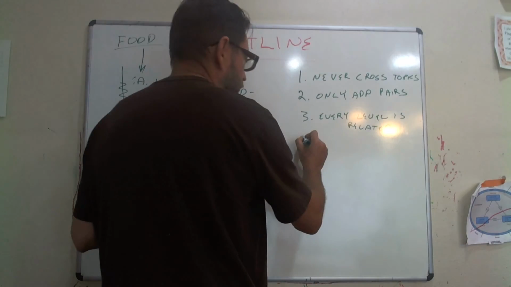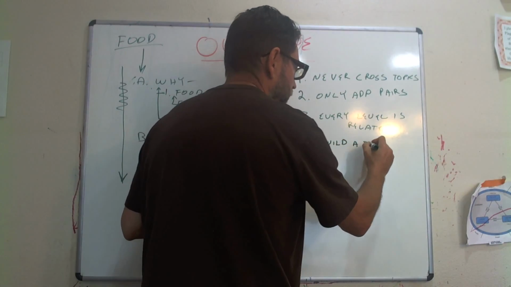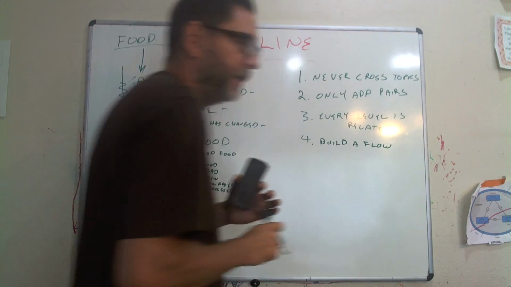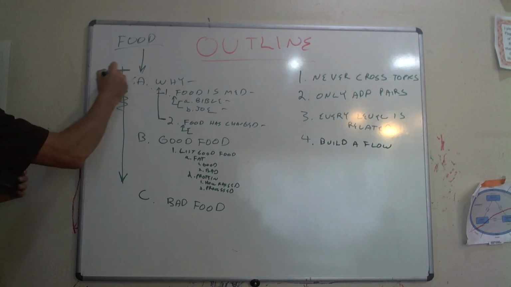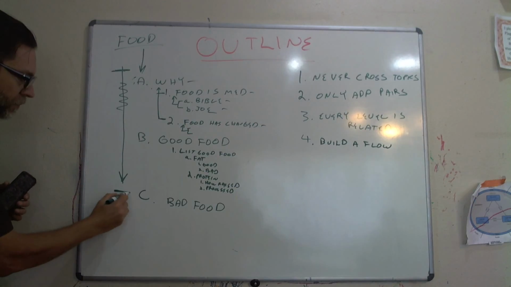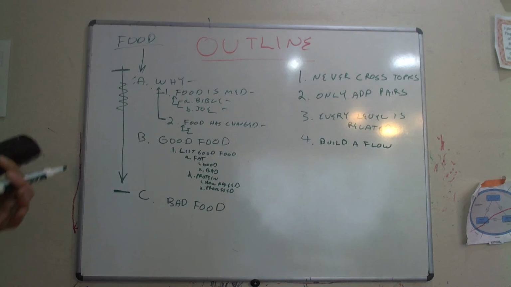And the 4th rule is build a flow. Your outline is a flow. You have a starting point and you have an ending point. And everything in the middle, you're leading down to a purpose. That's what an outline is all about.